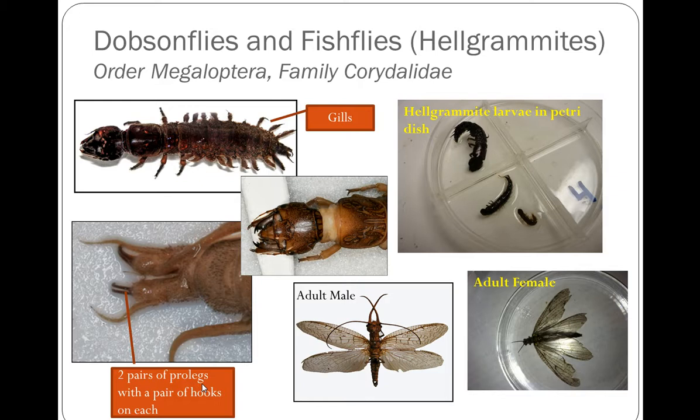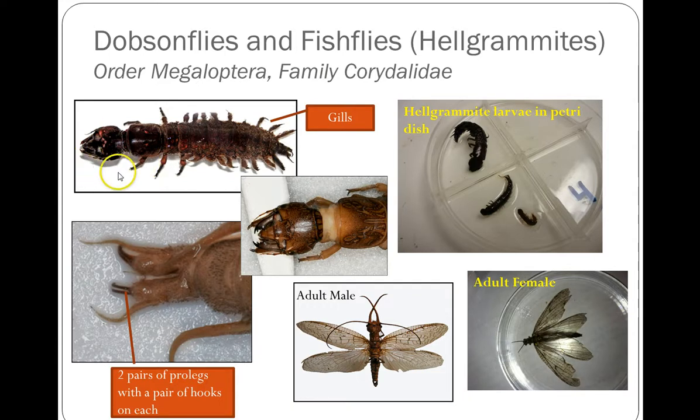Now, Hellgrammites is a common name for Dobsonflies and Fishflies. This is in the order Megaloptera, family Corydalidae. This is what Dobsonflies and Fishflies look like in a petri dish. This is a fish fly right here. This is a Dobsonfly. Here's a Dobsonfly, a little bit larger view.